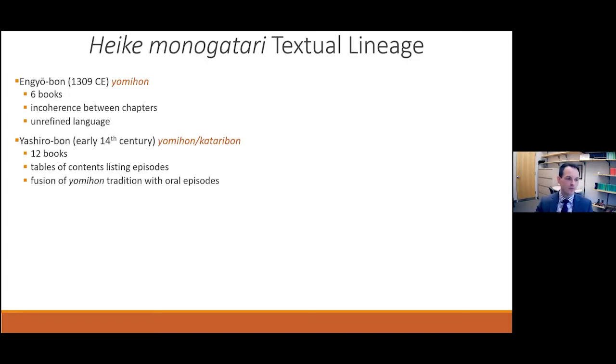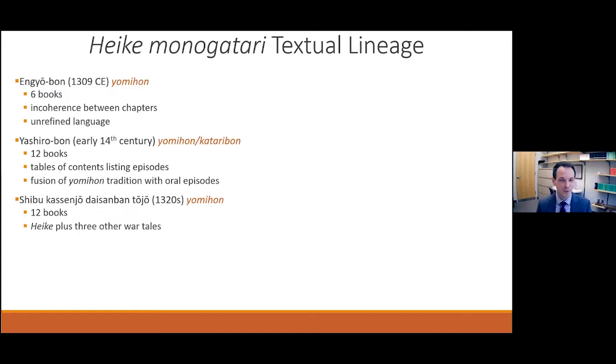Another Yomihon text of relatively early date is the cumbersomely named Shibu Kasenjo Daisanban Tojo, the campaign number 3 of the 4-part battle record. This is thought at one point to have been the earliest Heike text, up until the 1970s, actually. For a long time, it was the most likely candidate to have been written down by Yukinaga in the early 13th century. More recent studies, though, have found that the Shibu, whose oldest manuscript was copied in the 1440s, was probably compiled around the 1320s.